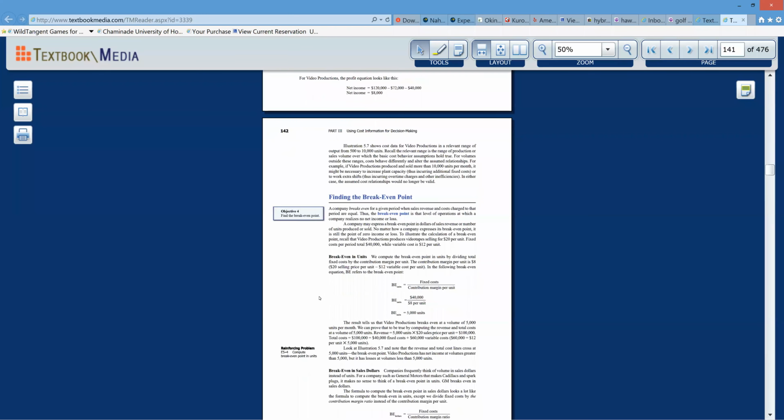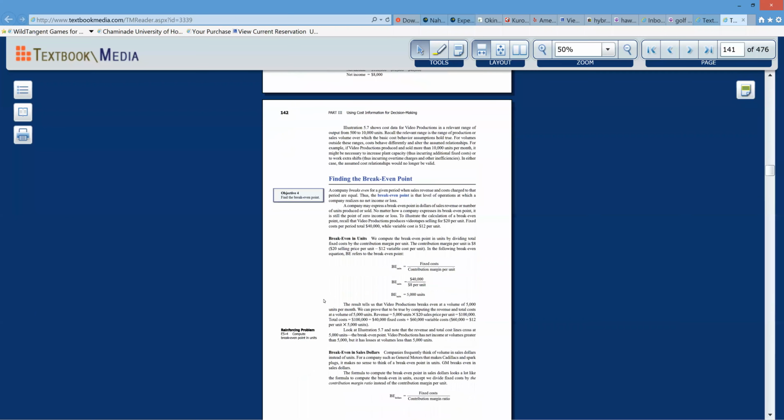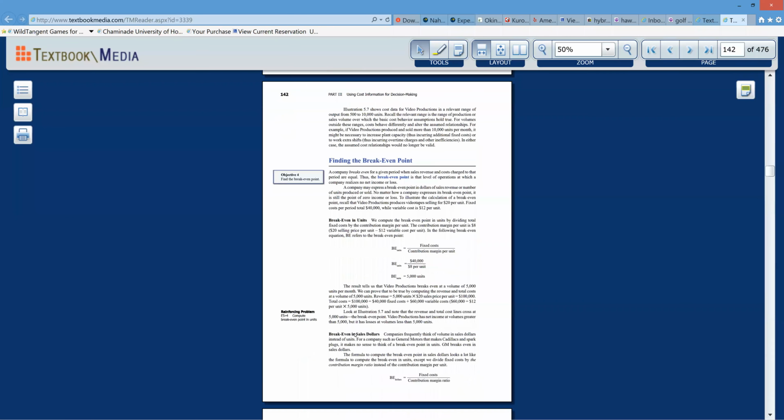There are two break-even points that we want to compute. We want to see what the break-even point is in units, so we have to sell this many units in order to break even. And we're going to find the break-even point in sales dollars. So how many dollars of sales do we need in order to break even?